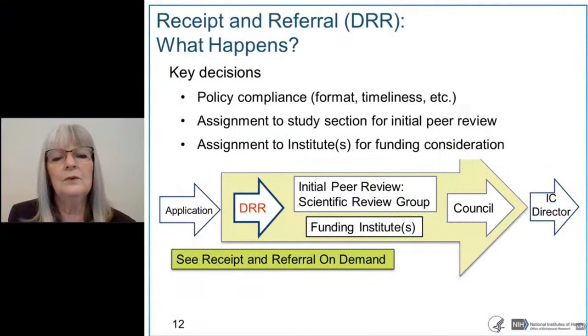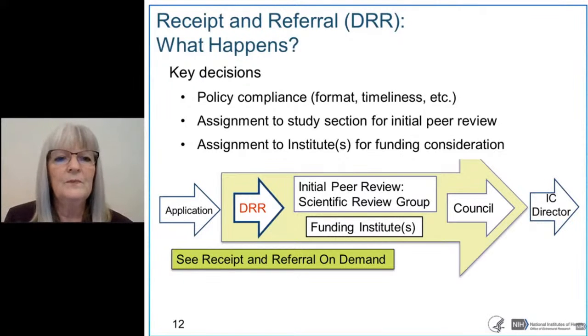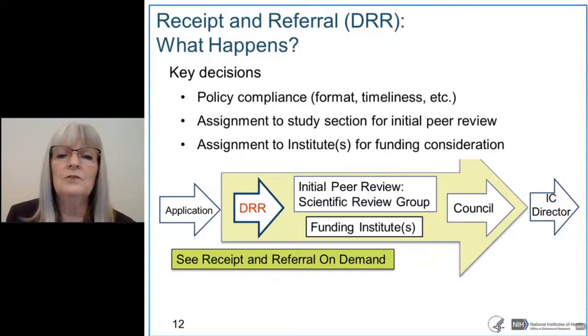So receipt and referral, remember, was the first step in the process once your application comes to us. And receipt and referral makes a number of very key decisions regarding the future of your application. They look at the application for compliance with policy, such as appropriate format, was it received on time, does it have the required components and attachments, and so forth. They also decide where the application will go for initial peer review, and they decide which NIH institutes and centers will consider the application for funding.